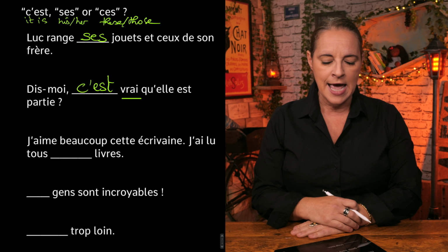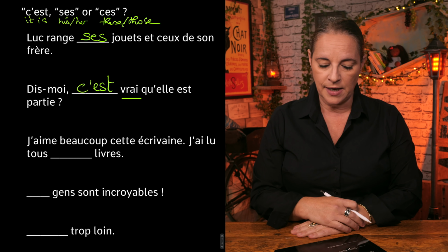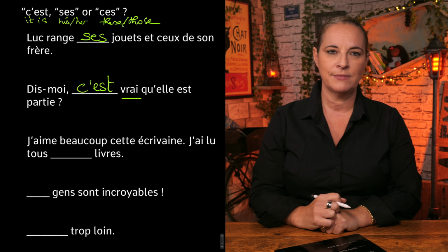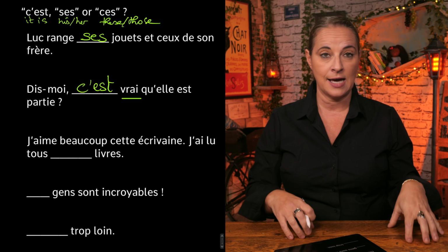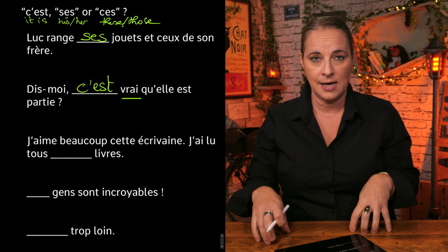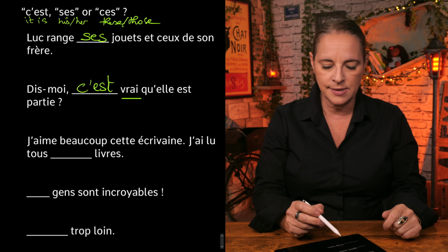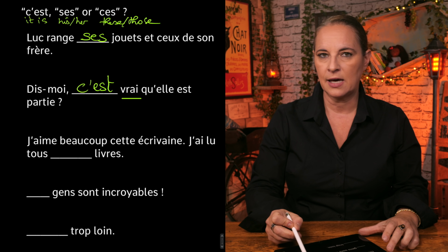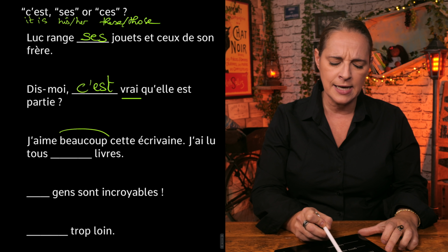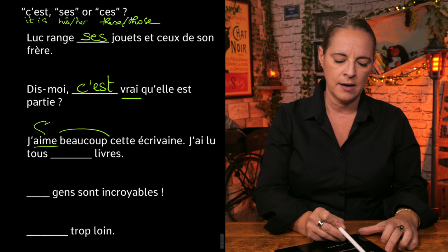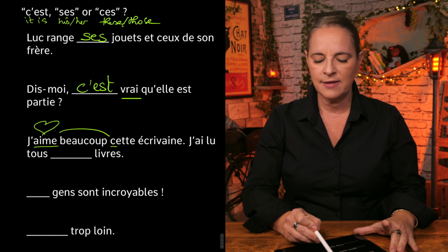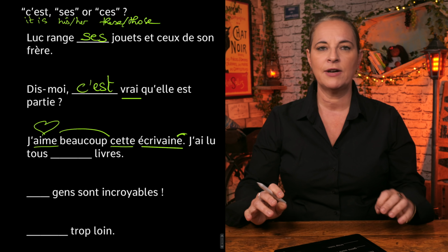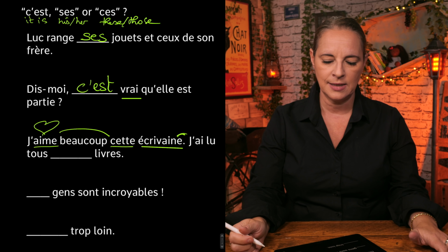Numéro 3. J'aime beaucoup cette écrivaine. J'ai lu tout livre. So is it C apostrophe EST? Is it C SES, or is it C CES? So, understand the sentence frame. First, j'aime beaucoup cette écrivaine. I really like this writer. Okay, so we're talking about a feminine writer, écrivaine, because it has an E at the end.